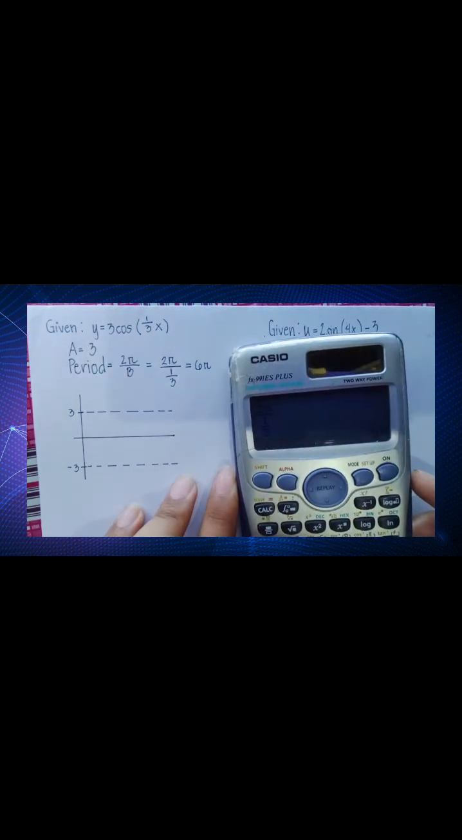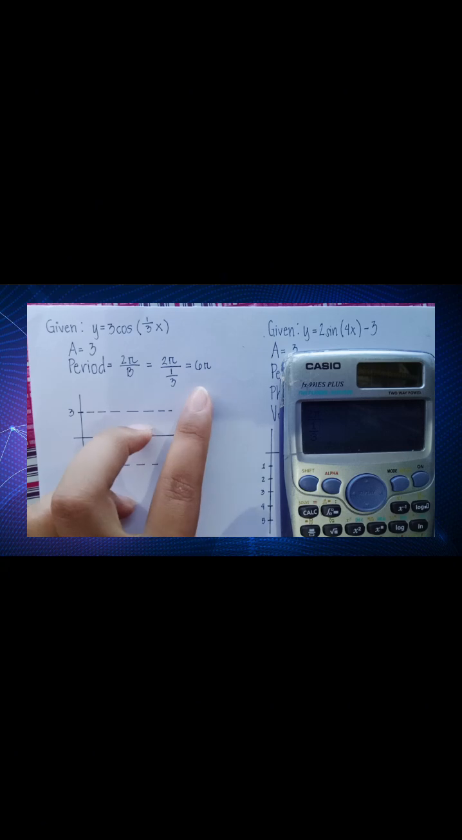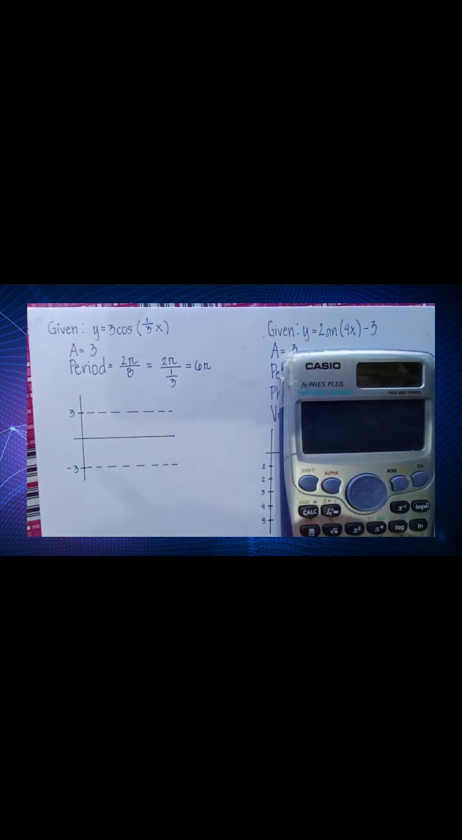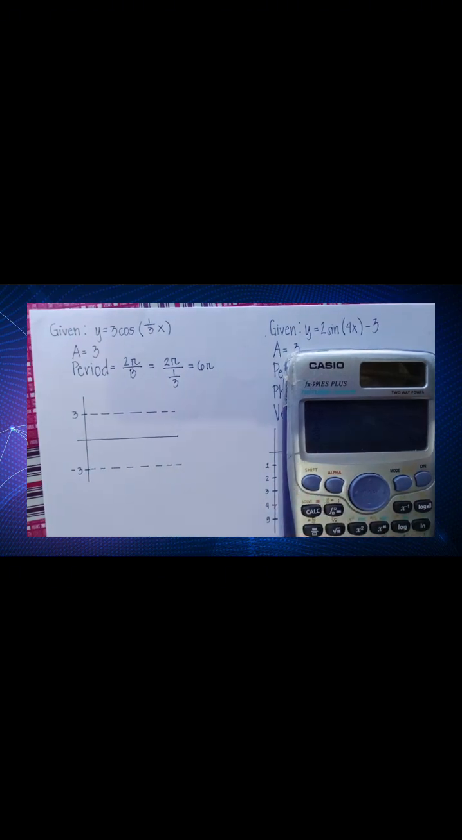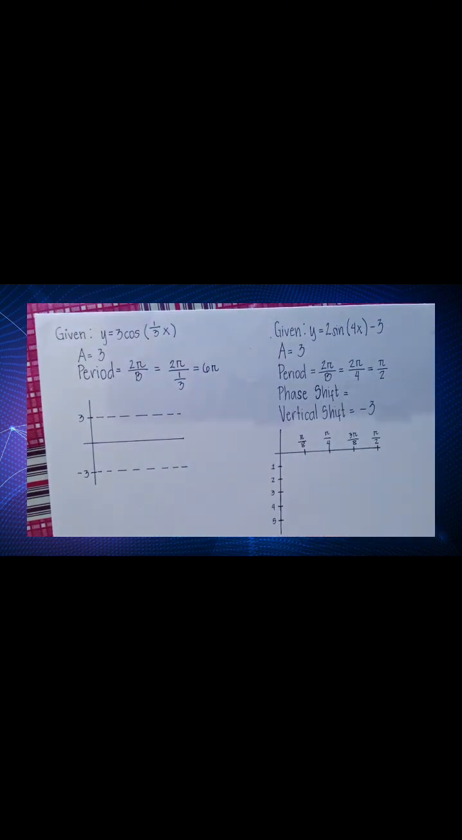Okay, so here's my calculator. So we put 2 pi over 1/3. So yeah, the answer is 6 pi. Sorry, it's not too clear to see, but yeah, 6 pi.